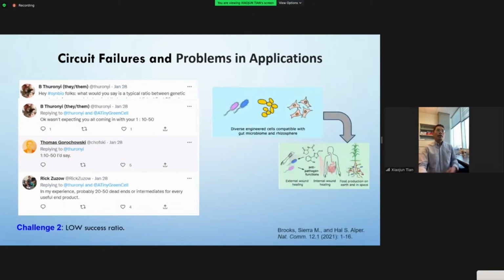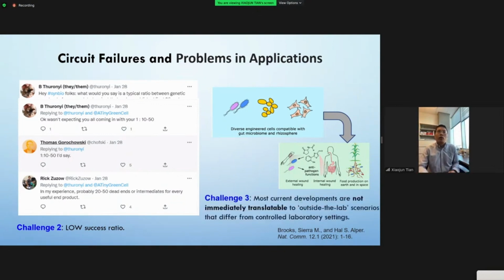Another challenge is that even if the circuit works very well in a well-designed, controlled lab setting, it is very challenging to make it translatable to scenarios outside the lab. If we move it outside the lab, many things change: the growth conditions, the temperature, or other factors. So the circuit may fail.